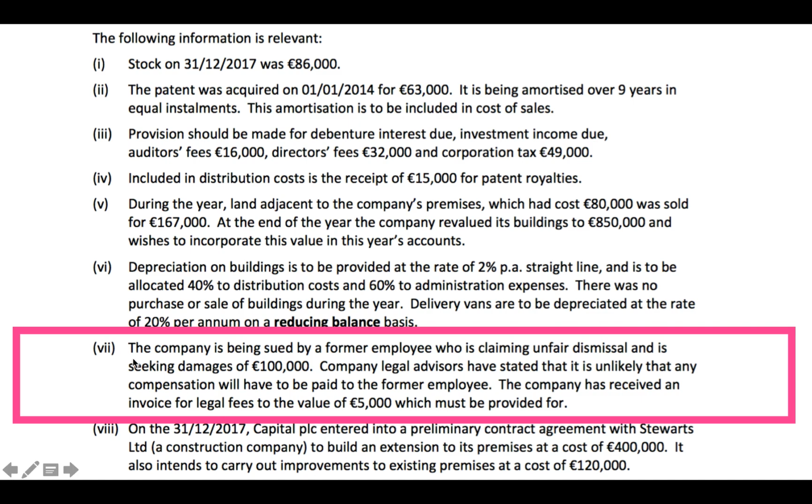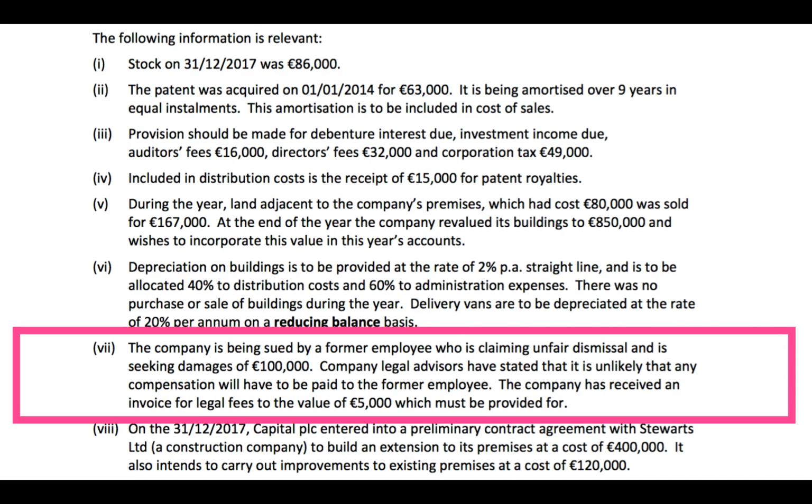The next adjustment, adjustment 7, says the company is being sued by a former employee who is claiming unfair dismissal and is seeking damages of 100,000 euro. Company legal advisors have stated that it is unlikely that any compensation will have to be paid to the former employee. The company has received an invoice for legal fees to the value of 5,000 euro, which must be provided for. So, it's unlikely that the business is going to have to pay this compensation out to the employee. So therefore, we don't need to put that 100,000 into the accounts.